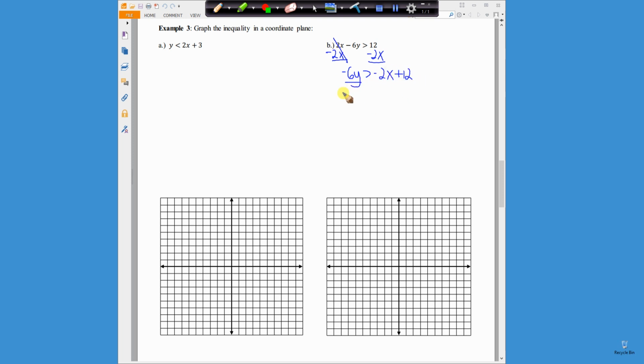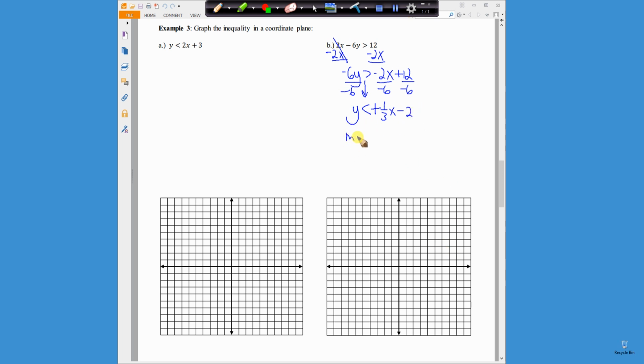Okay, and if you do this, just be careful. Things that trip students up is when you divide by a negative, the inequality switches. You have to flip it around because I'm dividing by a negative. So just make sure this becomes positive 1/3 x minus 2. Okay, so there's my inequality.